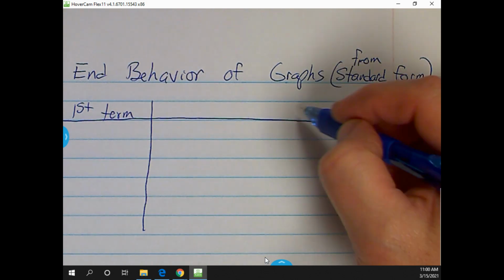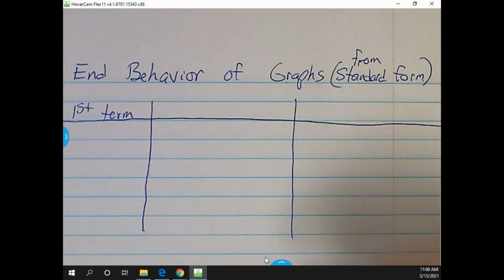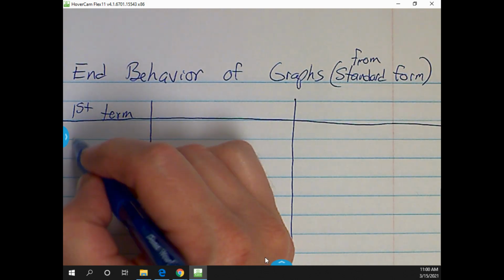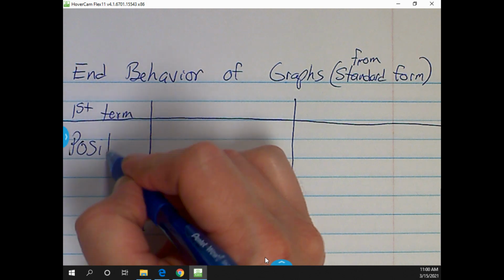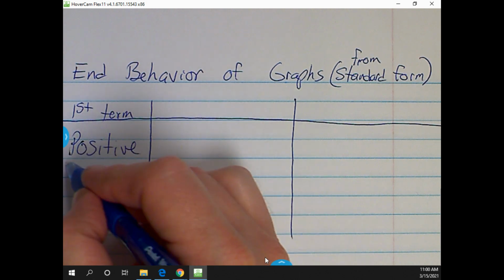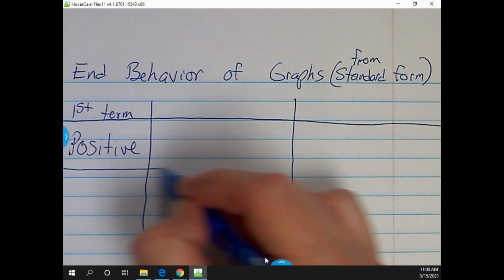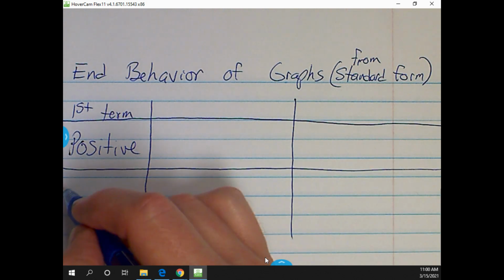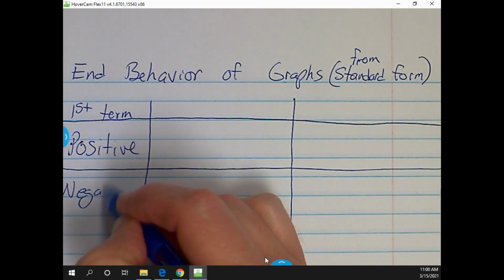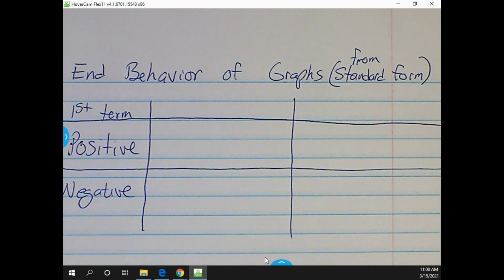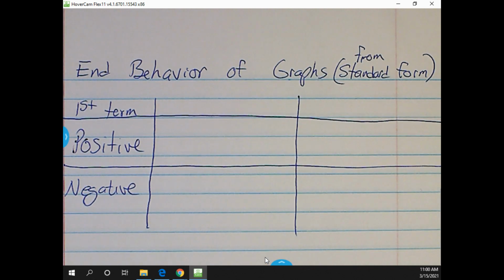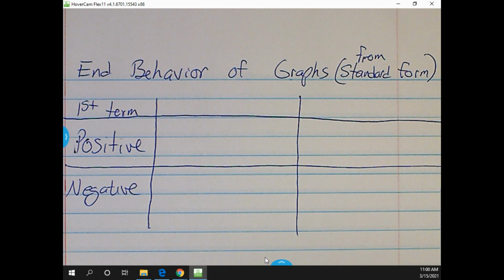And we're going to make a little box here where we've got three different things. There are only two options with the first term: it's either positive or it's negative. There's nothing else it can be. So when we talk about the first term of the expression or the equation, whatever they give to us, the first term is either positive or negative.